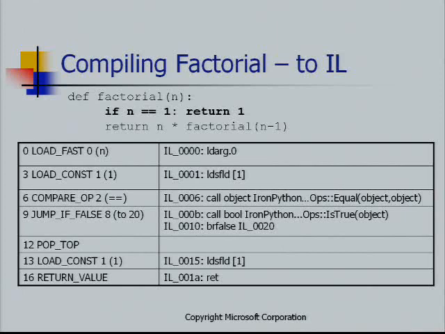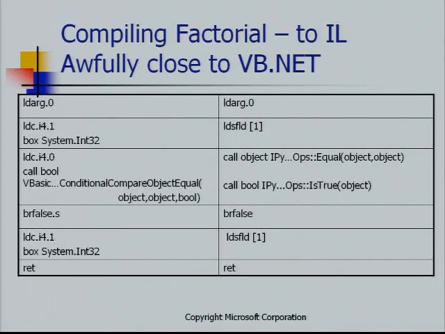I do have time to do this. Excellent. So I took a quick look at the VB.NET implementation, and this is compiling factorial to IL in IronPython again. Here it is in VB.NET. This on the left is VB.NET. This on the right is IronPython. What you should notice is the code is really similar.